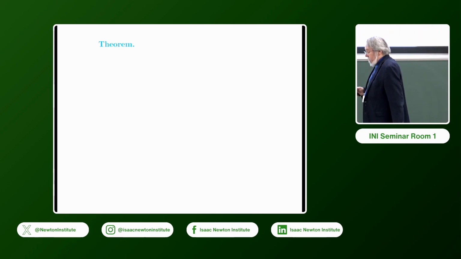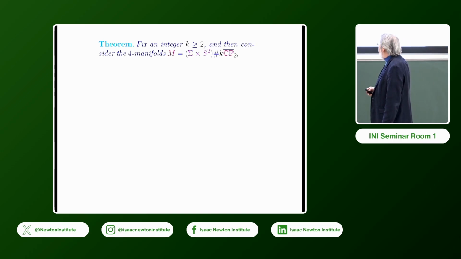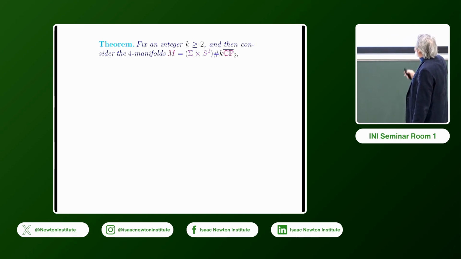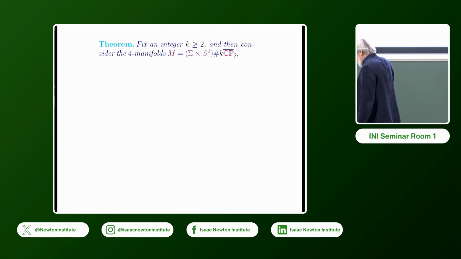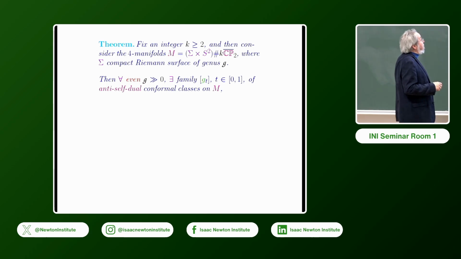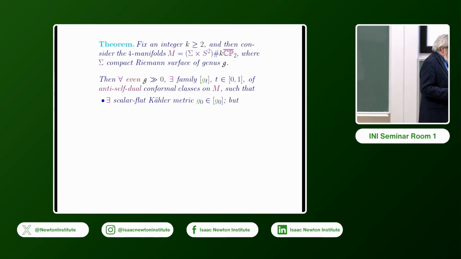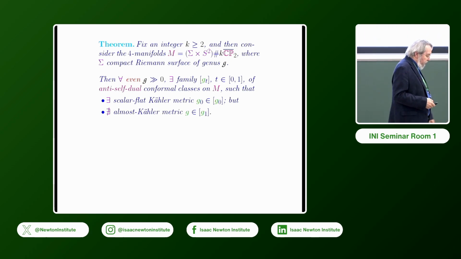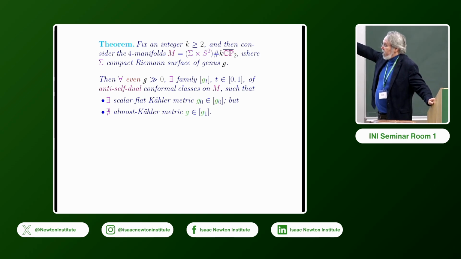Now you just have to produce some examples that have very bad tunnel vision functions. That's what Chris Bishop and I did. So the statement is, if you fix an integer k greater than or equal to 2, you take a Riemann surface of genus at least 2 and look at this connected sum, then you can find a family of anti-self-dual conformal classes on it, where initially you start at a scalar flat Kaehler metric, and finally you end up with a Kaehler class that is not represented by an almost-Kaehler metric. In other words, its self-dual harmonic 2-form has to have a 0 somewhere.